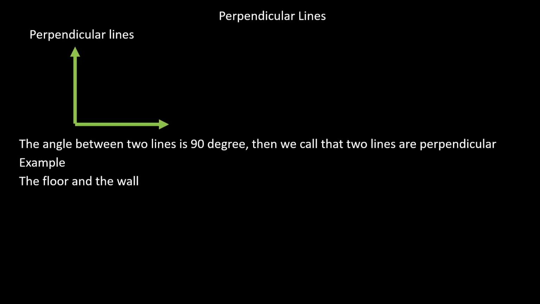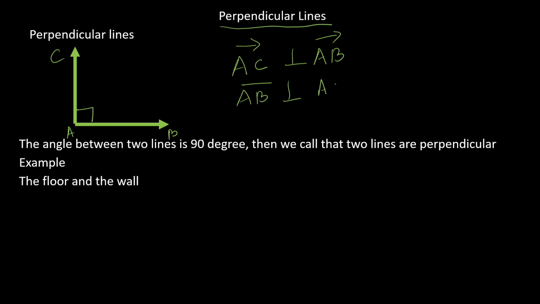The next one is the perpendicular line. What is a perpendicular line? If the angle between two lines is 90 degrees, then we call those two lines perpendicular to each other. That is, if you take this, this is A, B and A, C. AC is a ray, right? Ray AC is perpendicular to AB, or we can say ray AB is perpendicular to AC, right? The perpendicular symbol is like this.